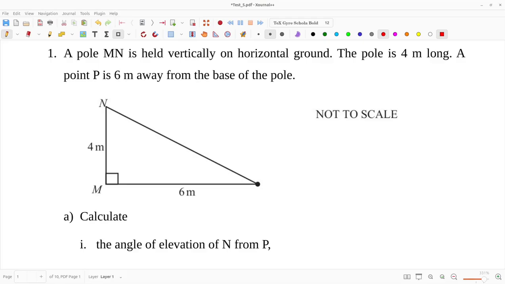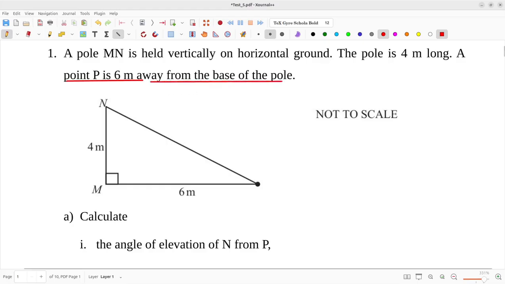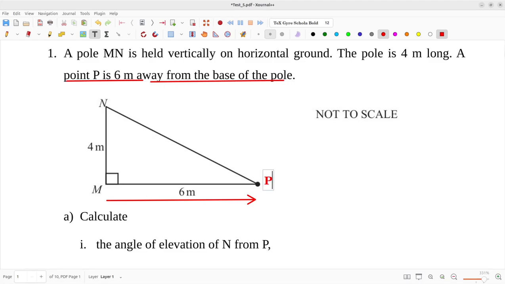Let's say a pole is held vertically on the ground. Now the pole is 4 meters long. A point P is 6 meters away from the base of the pole, which means from the base of the pole, that's point M, to the point P there. Maybe let's put P just like that.